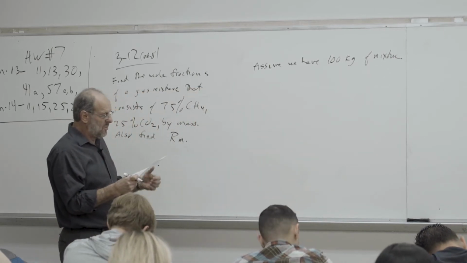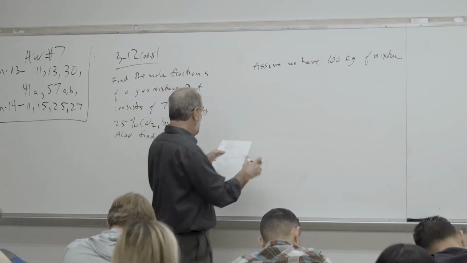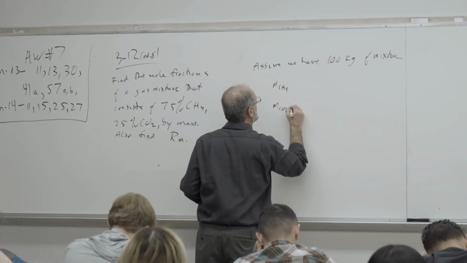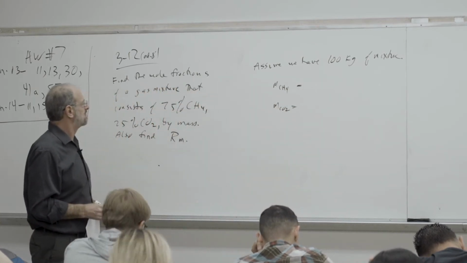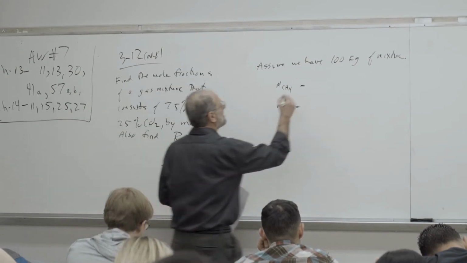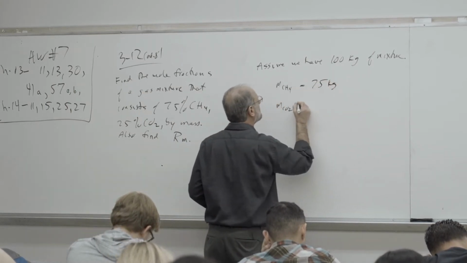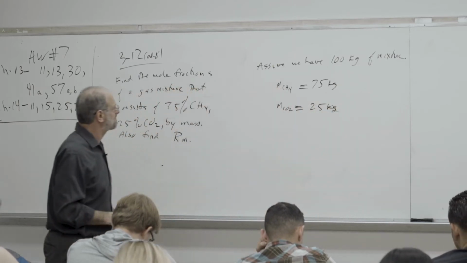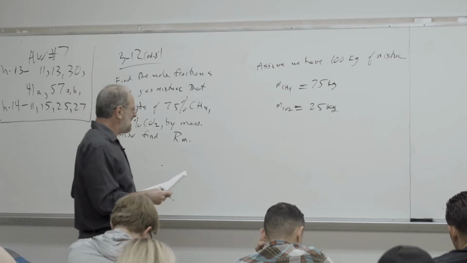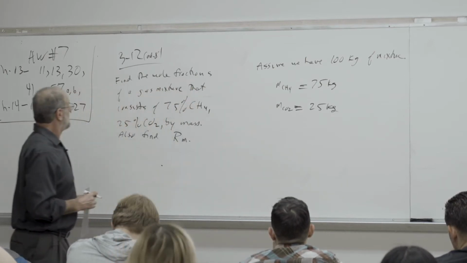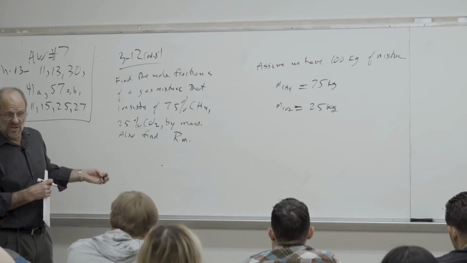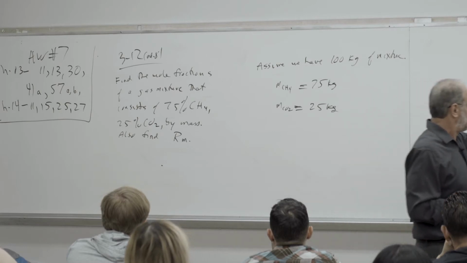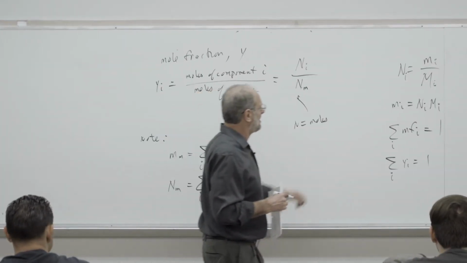Now, in doing so, we could pretty easily find our mole fractions. We would note that, having assumed 100 kilograms, if 75% is methane, then we have 75 kilograms of methane. And it also means that we have 25 kilograms of carbon dioxide. Now that we have these, we should be able to find the molar masses just by going into our tables. And once we have the masses and the molar masses, we can just apply one of these equations over here. I don't know, how about that one?